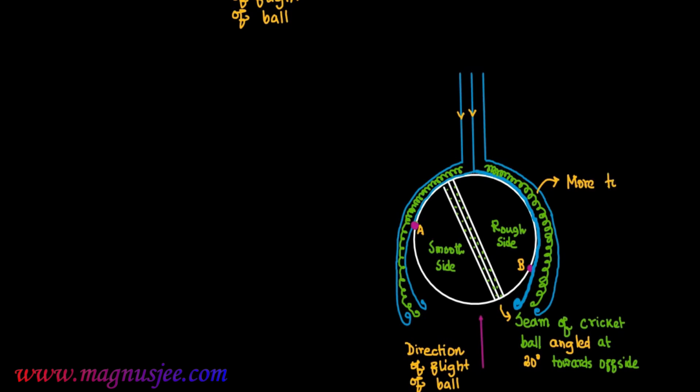On the right-hand side, we can denote more turbulence. This is the strong turbulent boundary layer, and here more turbulence occurs on the non-seam side and less turbulence occurs on the seam side of the cricket ball.